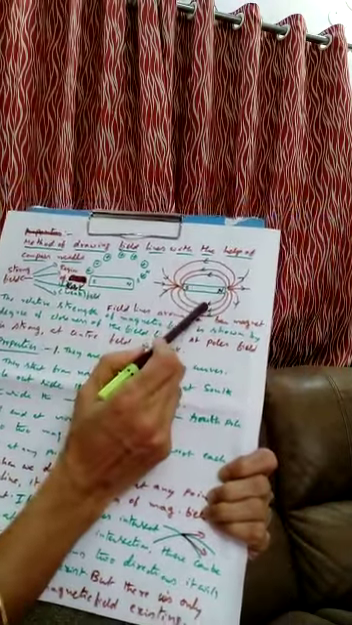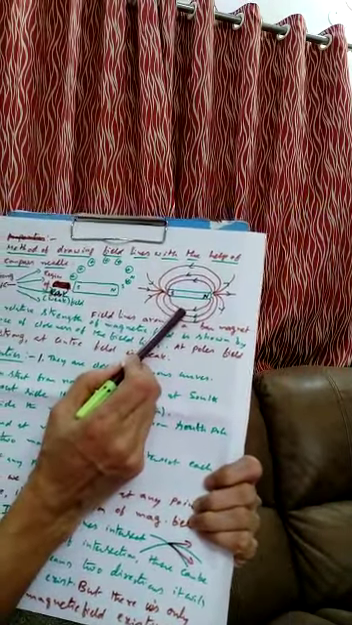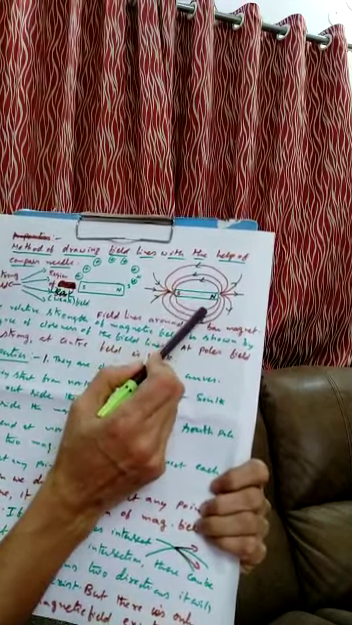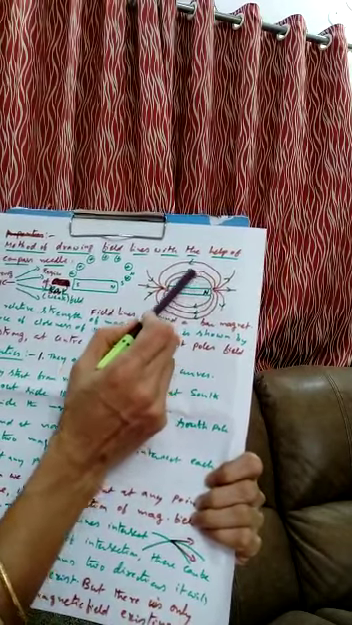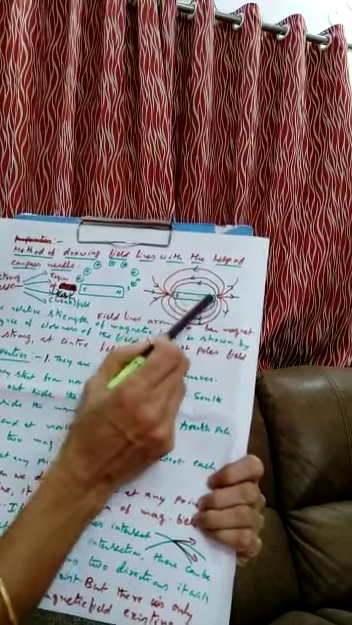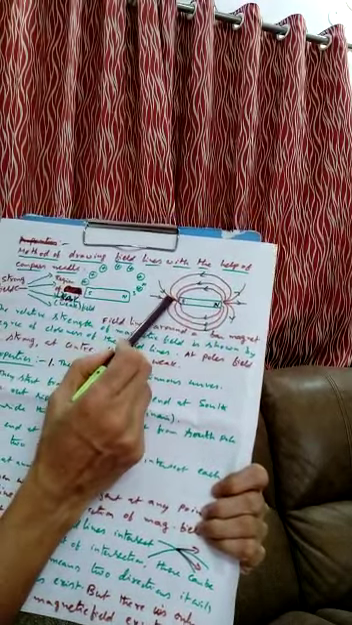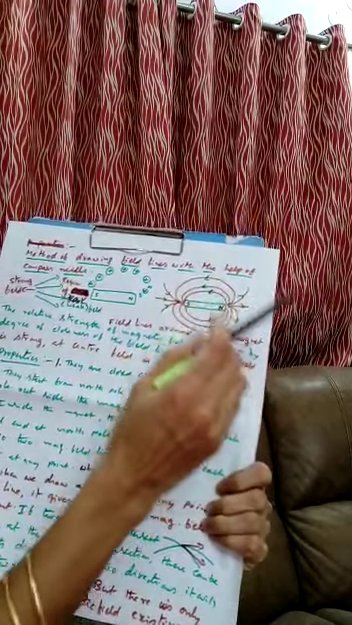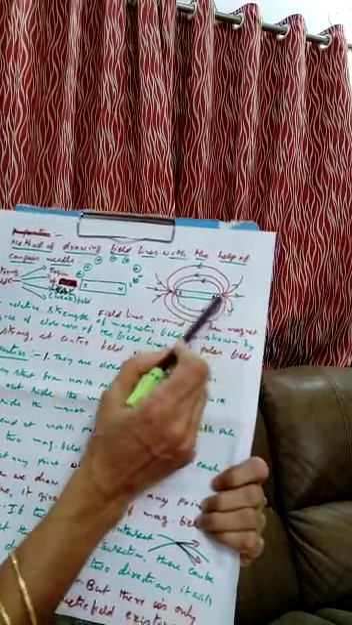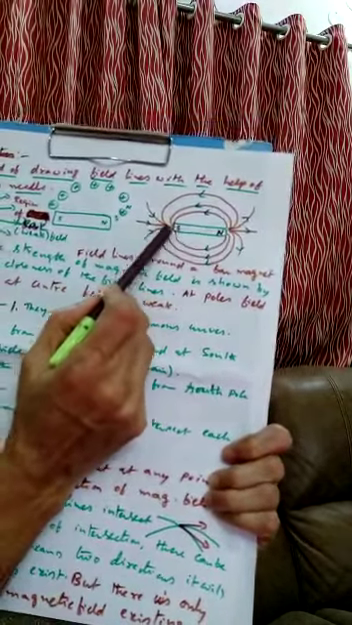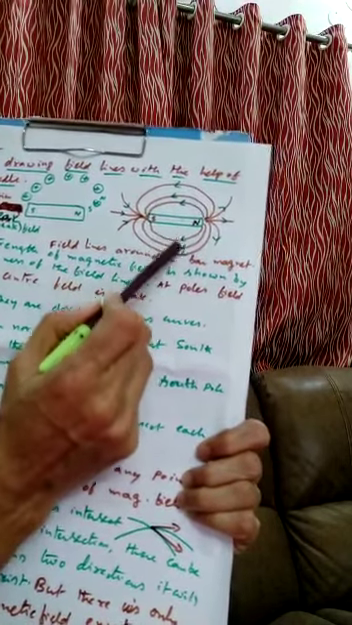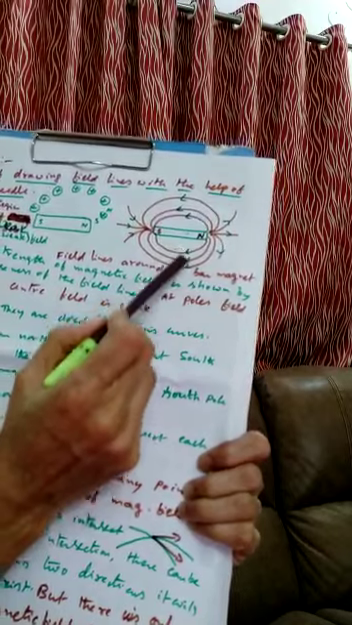This is a very important question for the board exam: draw the magnetic field lines pattern due to a bar magnet. Then you are supposed to draw like that. They start from the North Pole and they terminate at the South Pole. Got it? Now, the field lines at the poles of the magnet are very close, so the field is very strong at the poles. The field is weak at the center of the magnet because the field lines are far away from each other.